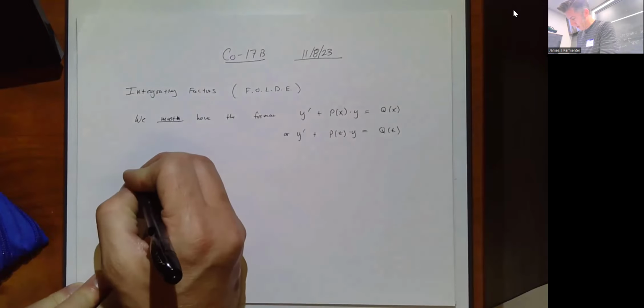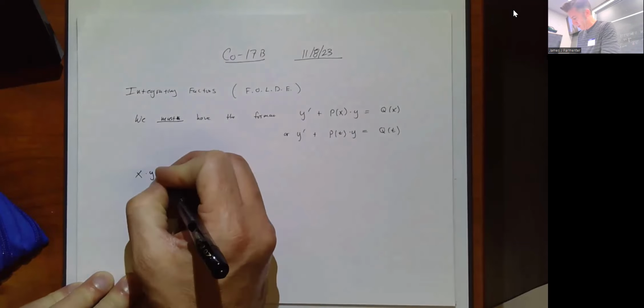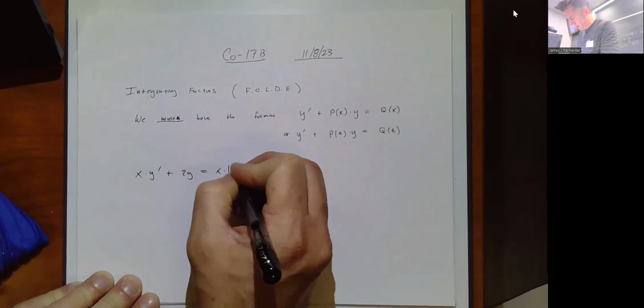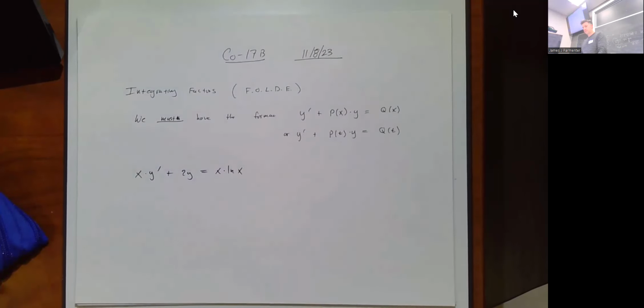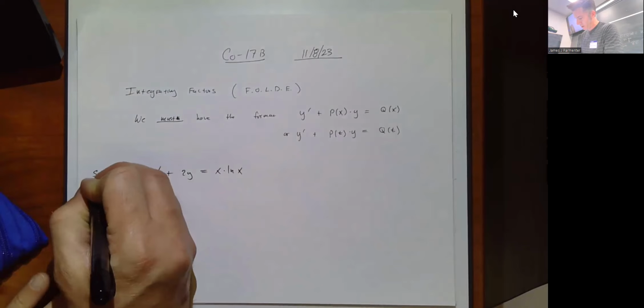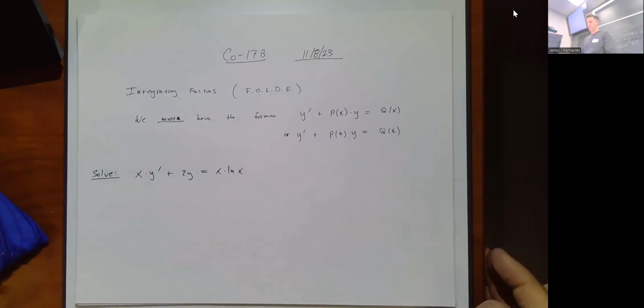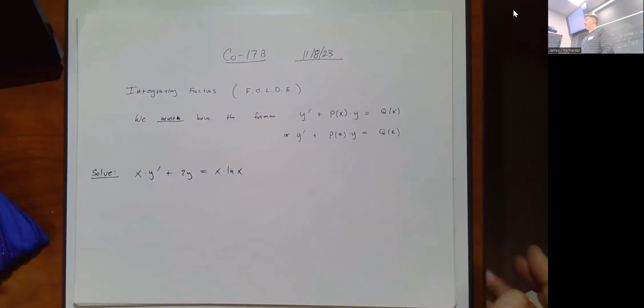So let's say we've got the following. x times y prime plus 2y equals x times natural log of x. It's usually worth at least thinking about, could you separate it? I should say, right, we're solving a differential equation. It's usually worth thinking about, could you separate it? It doesn't look very likely here, right?